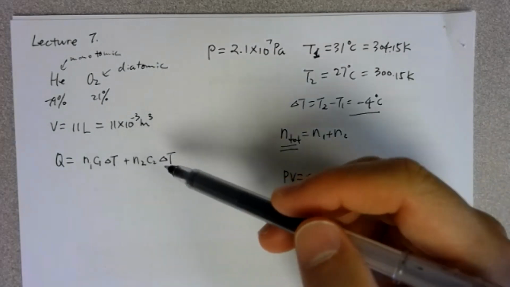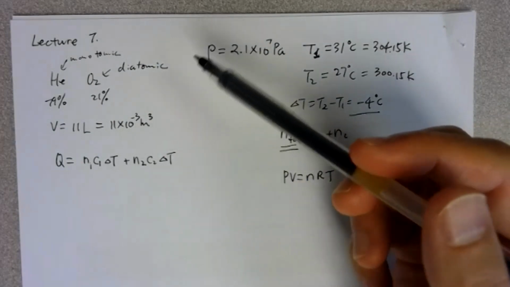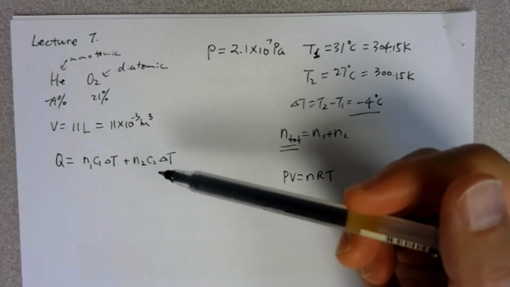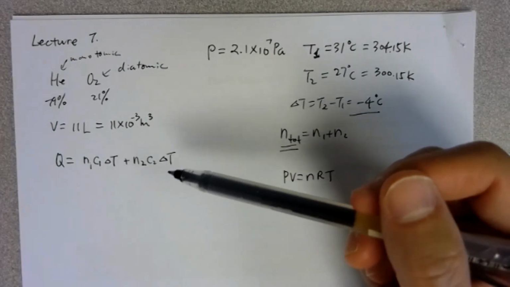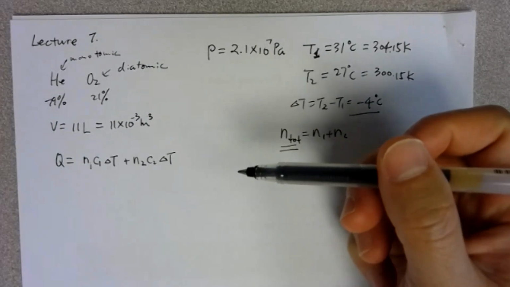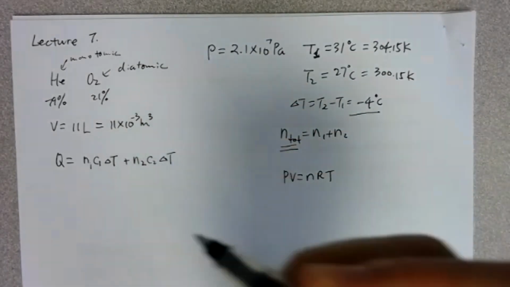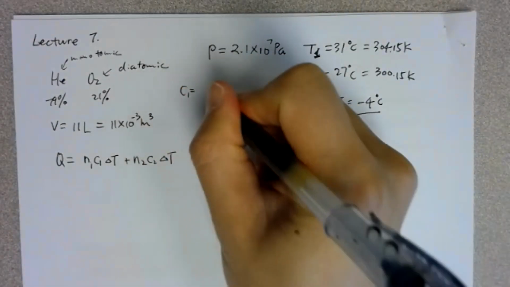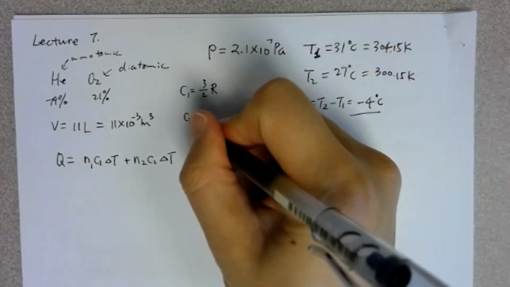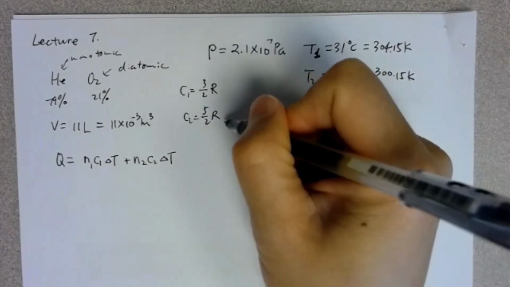Now C1 and C2, we should also be able to find C1 and C2 because it gives us helium and oxygen, right? So they are monatomic gas and diatomic gas. C1 is going to be equal to 3/2 of R, where R is 8.31. C2 is 5/2 of R. So this is monatomic gas, and this is diatomic gas.